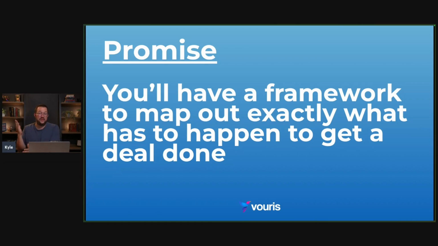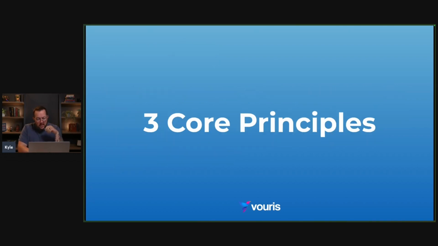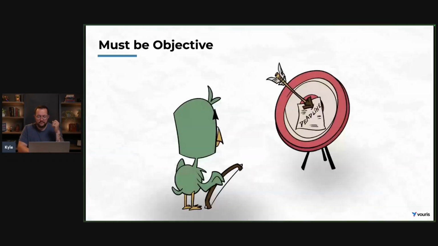So like closing in a couple days, 7 days maybe, or if you have a really complicated sale and you're like, hey, I'm lucky to get a deal in 9 months, 18 months, right? Doesn't matter. You need to have this process kind of mapped out. Okay. 3 core principles that I want to cover.